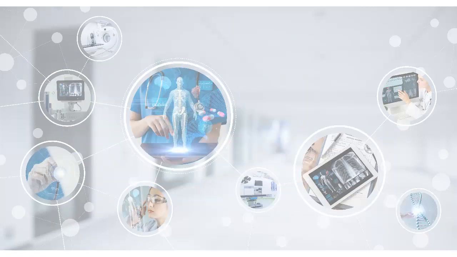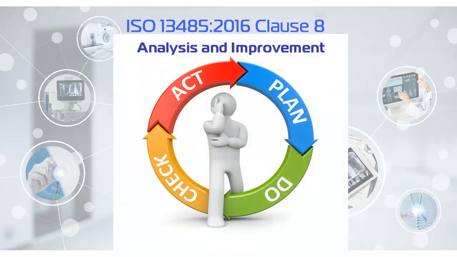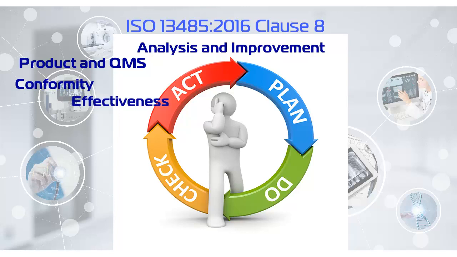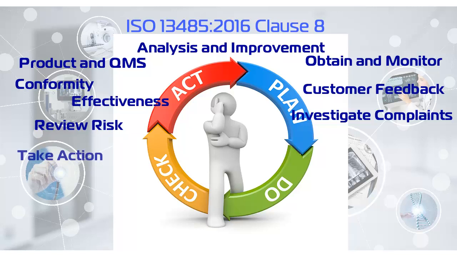And so finally, in Clause 8, Measurement, Analysis and Improvement, you have to plan how your organization will monitor, measure and analyze processes to ensure product and QMS conformity and QMS effectiveness. You have to establish methods to obtain and monitor customer feedback and processes to investigate complaints, review risk, take action and report results, including to regulatory authorities where appropriate.